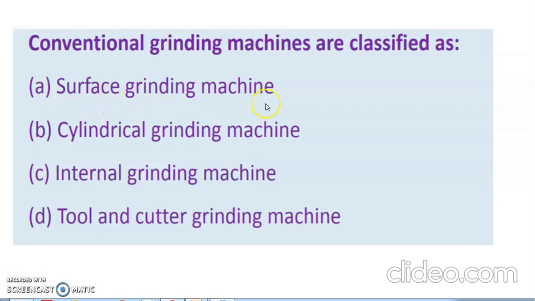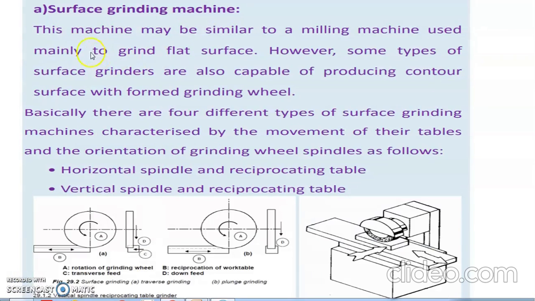First is surface grinding machine, second is cylindrical grinding machine, third is internal grinding machine, and last is tool and cutter grinding machine. Surface grinding machine. This machine may be similar to a milling machine used mainly to grind flat surface. However, some types of surface grinders are also capable of producing contour surface with form grinding wheel.